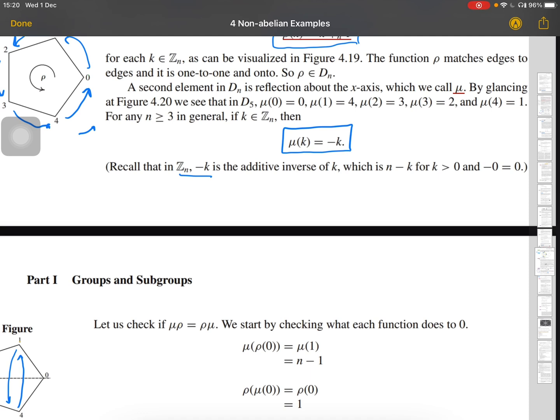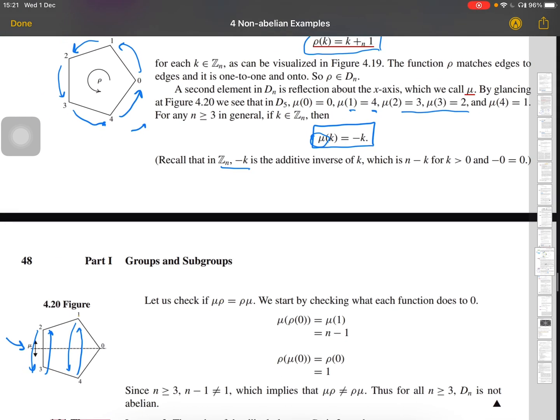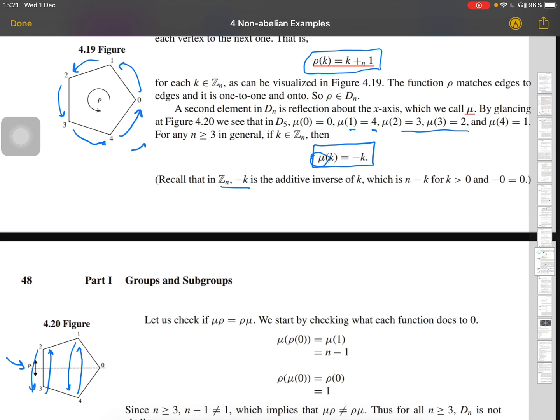If you look back at integer modulo 5, we know that the inverse of 1 is 4, and the inverse of 4 is 1. That's why we see that 1 maps to 4, and 4 maps to 1. Same goes for 2 and 3: the additive inverse of 2 is 3, and the additive inverse of 3 is 2. That's why they map to each other under the mapping of mu. Those are the first two mappings that we could get in any n dihedral group.